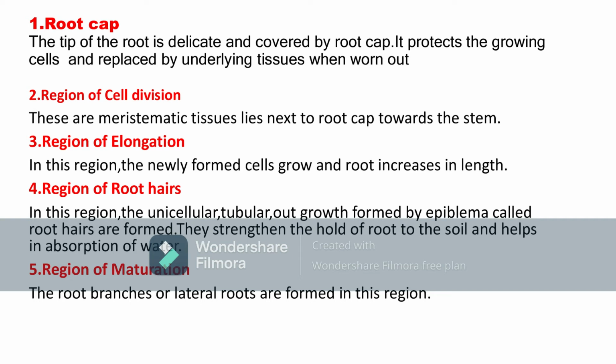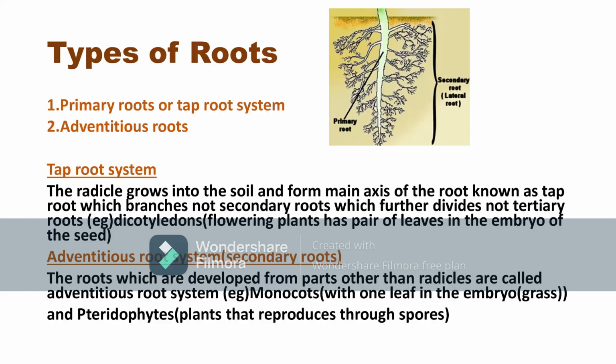Region of cell division: the meristematic tissues producing new cells, which lie next to the root cap. Region of elongation: in this region, the newly formed cells increase in length. Region of root hairs: in this region, unicellular tubular outgrowths formed by the epiblemma, called root hairs, are formed. They strengthen the hold of the root to the soil and help in absorption of water. Region of maturation: the root branches or lateral roots are formed in this region.